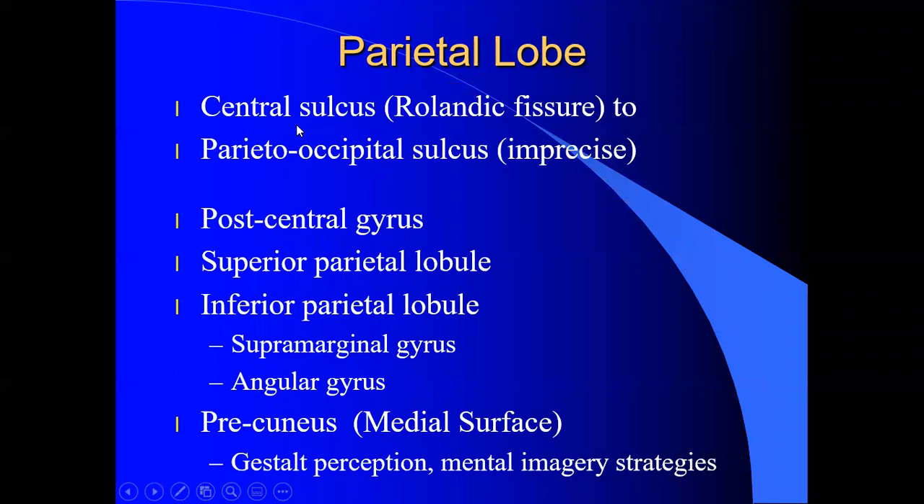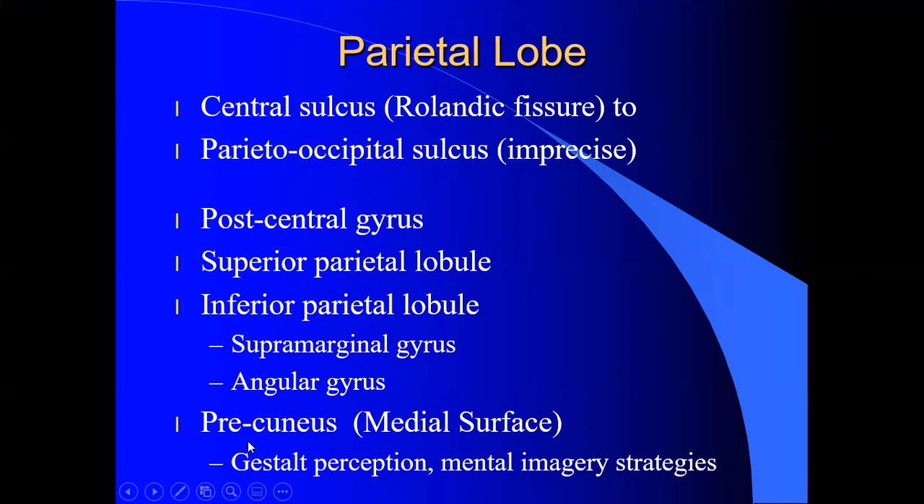All right, let's go back to the surface anatomy of the parietal lobe. Again, you start with the central sulcus, limbic fissure, and you come backwards. And this boundary between the parietal lobe and the occipital lobe is very imprecise. It's a little crevice in a sulcus. You have the post-central gyrus, the superior parietal lobule, the inferior parietal lobule, which we've already seen as the supramarginal gyrus and the angular gyrus.